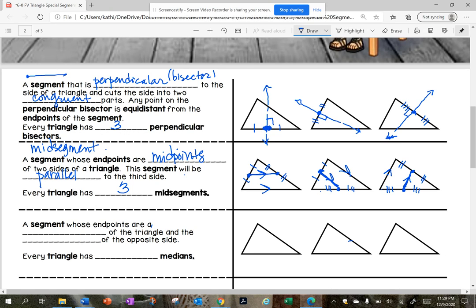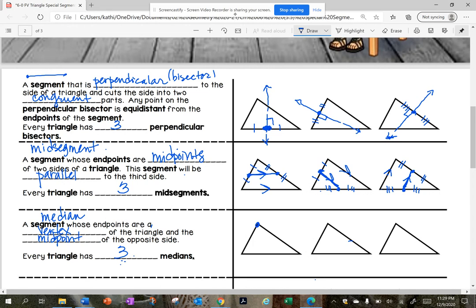All right, my next one is called a median. So a median is a segment whose endpoint is a vertex of one angle and the midpoint of the opposite side. So they go from a vertex to the midpoint of the opposite side. And every triangle has three medians.